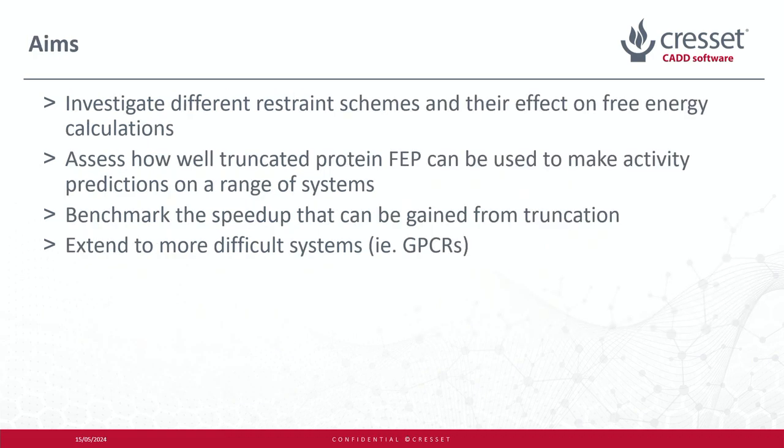So basically, what I did in this project was, first of all, take a look at the different restraint schemes that you could potentially use on these truncated protein models and see how they affect the results of free energy calculations. And then do some bigger benchmarks to see how this works when you look at full data sets of various types, including some more difficult systems like GPCRs. And then, importantly, see how much faster this actually makes the FEP calculation.